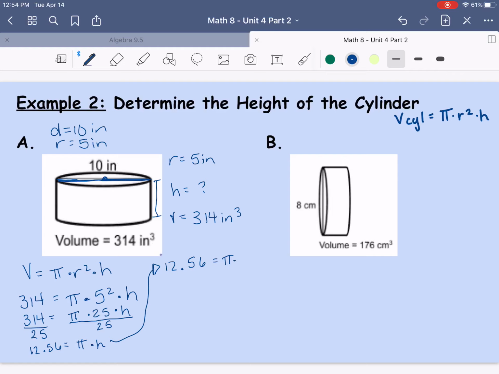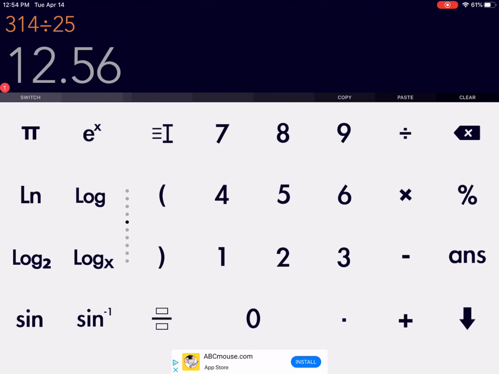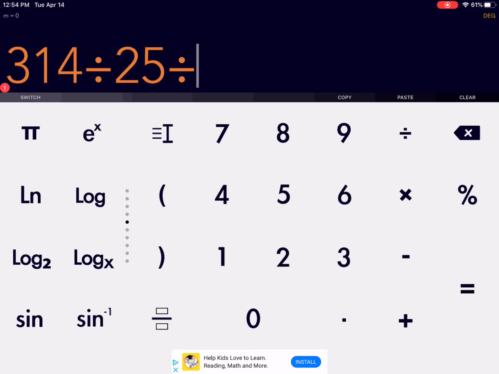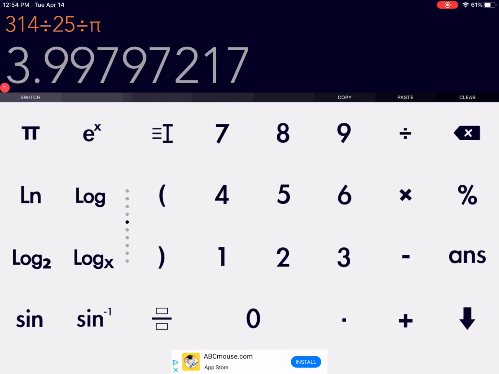I want to get the unknown by itself. So right now my unknown is height. So I am going to divide both sides by pi. And then I will have height all by itself. So I'm going back to my calculator. I've got my 12.56, and I'm going to divide that number by pi. And that equals 3.997.